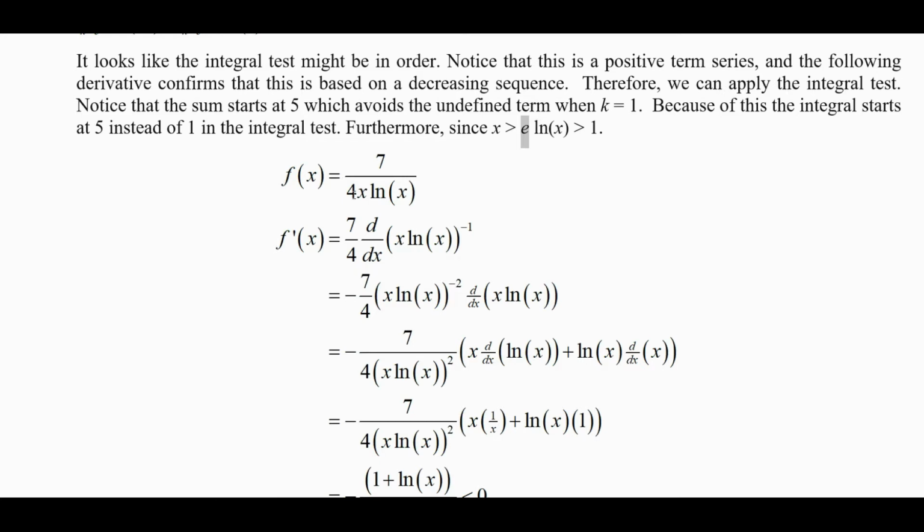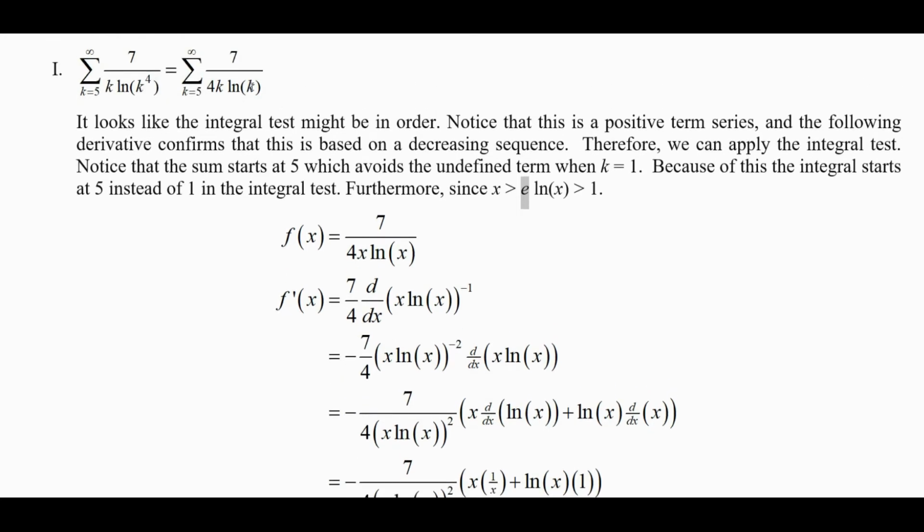Our f of x is 7 over 4x log of x. Replace the k's by x's. Up above, k is a natural number, or well, from 5 up, natural numbers. Here x is a real number from 5 up. Bring the 7/4 out front. This is x log of x to the negative 1. Do a derivative. So it's negative that, x log of x to the negative 2.